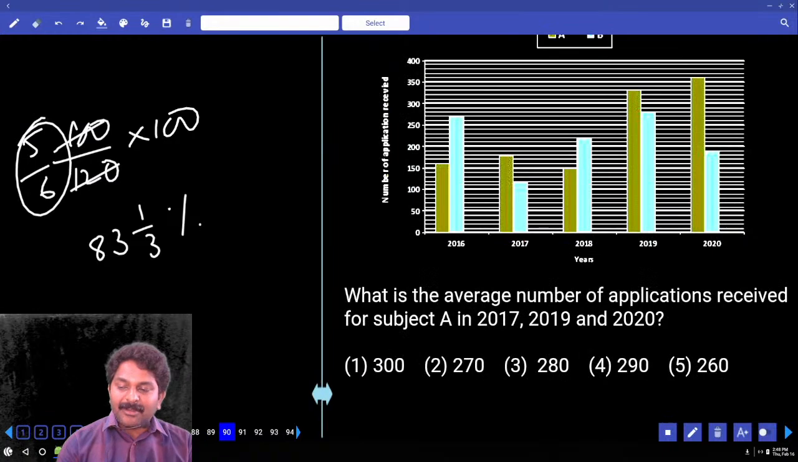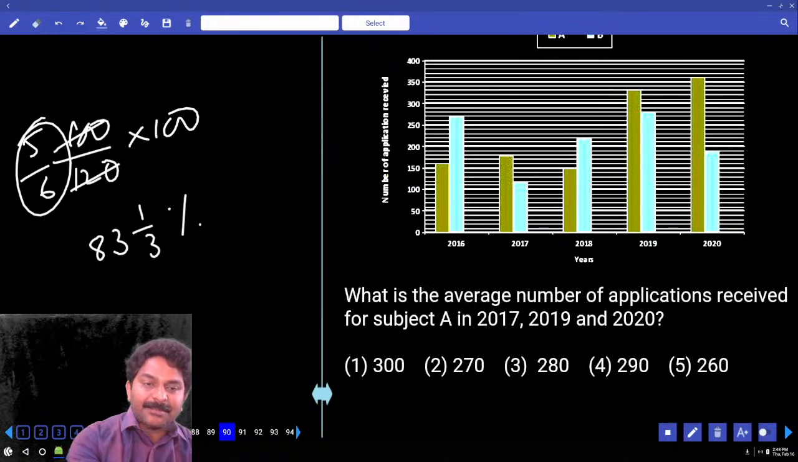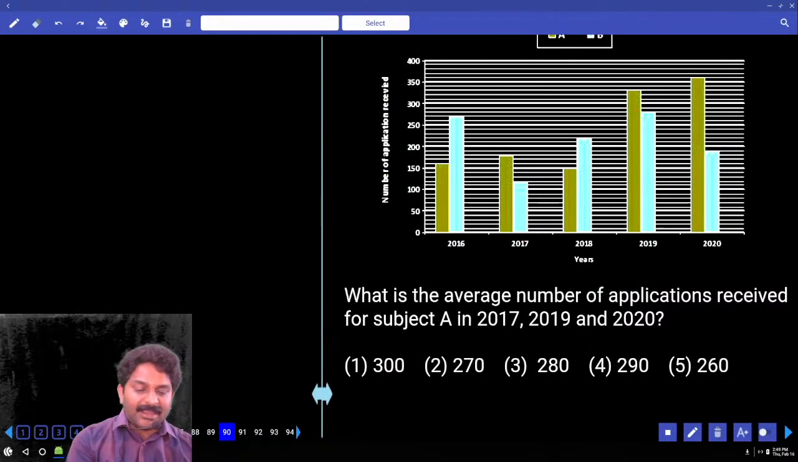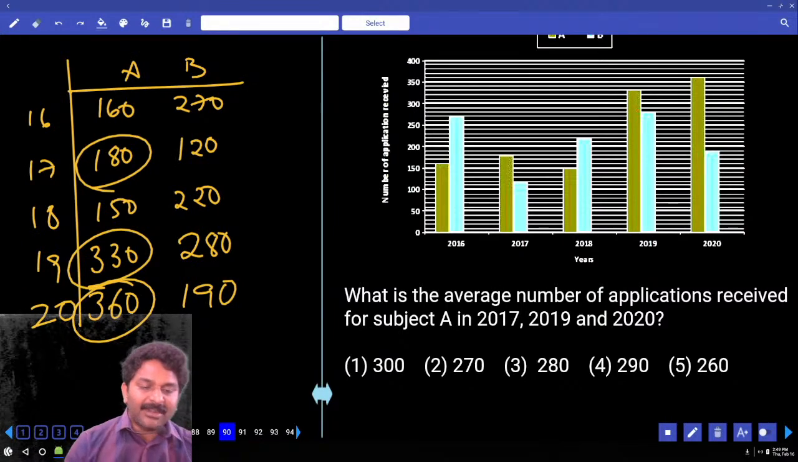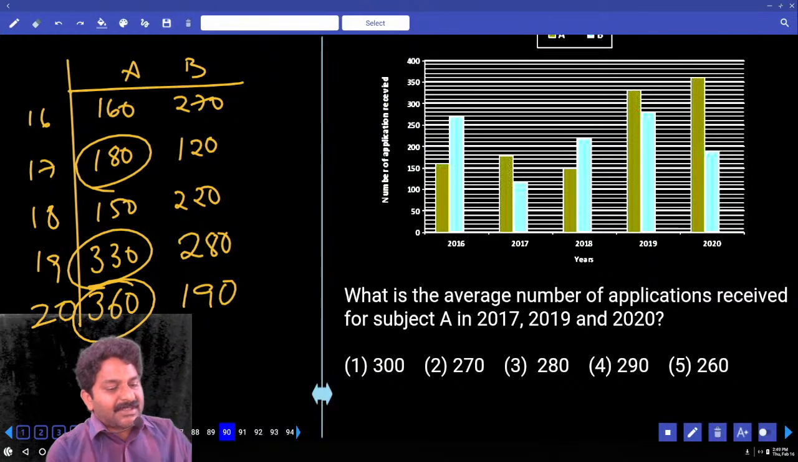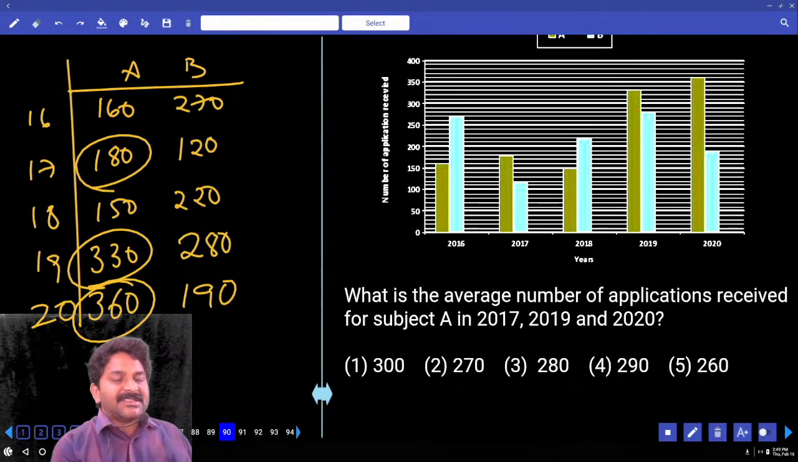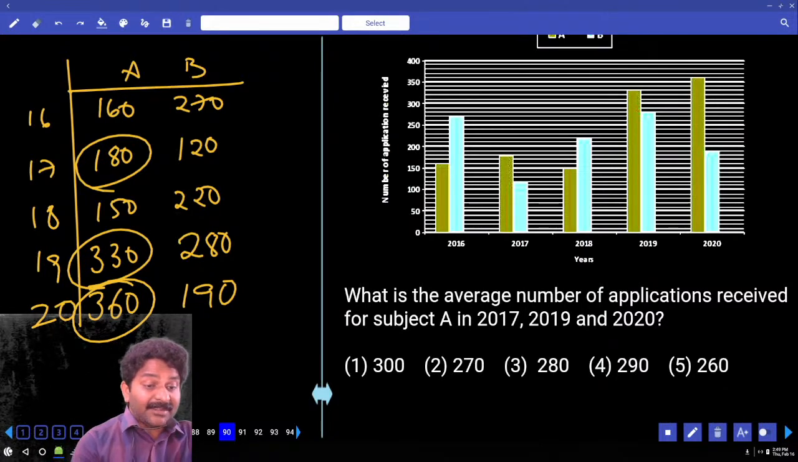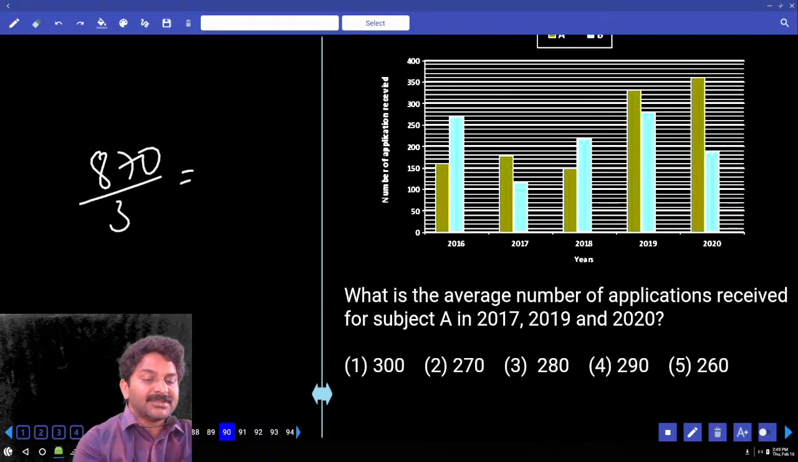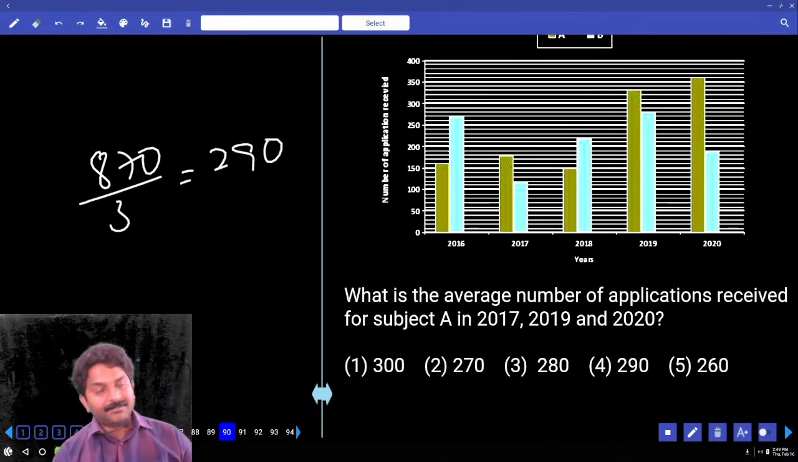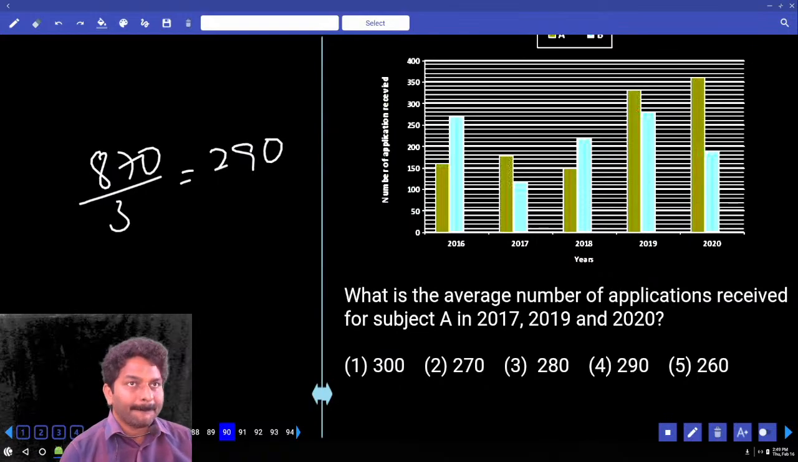What is the average number of applications received for subject A in 2017, 19, 20? 17, 19 and then 20. 330, 360, 690. 690, 180. 690, 100, 790. 790, 80. 870. Asked to calculate average. 290. Over.